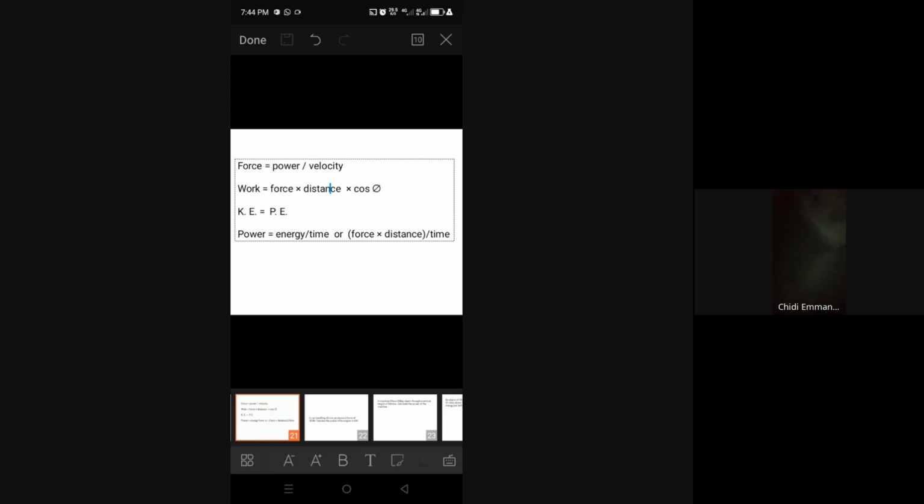Then according to the law of conservation of energy, the kinetic energy of an object is equal to its potential energy. Don't forget that. Then power, which you already know, I think we used this formula in the last class, is energy over time or work done over time. And energy or work done is the same as force times distance. So power can be force times distance over time also. Are you following me? So can we move on now? Yes, sir.